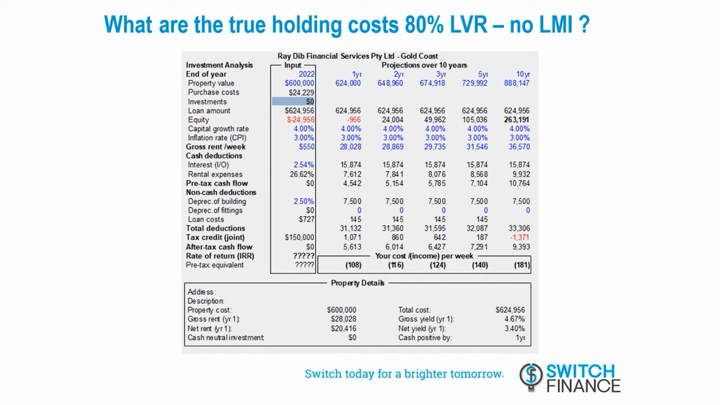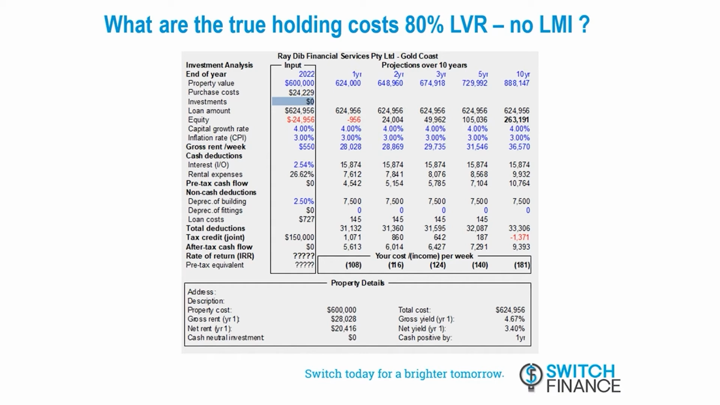Depreciation of the building at 2.5%. Now that is just a tax claim that actually doesn't cost you anything. It's more of a paper claim, which is fantastic. Loan costs of $727. And we've got a couple with a joint income of $150,000.